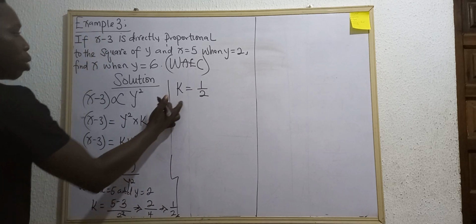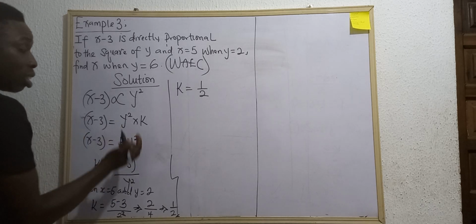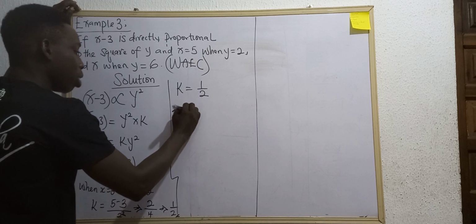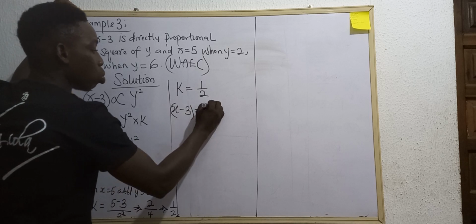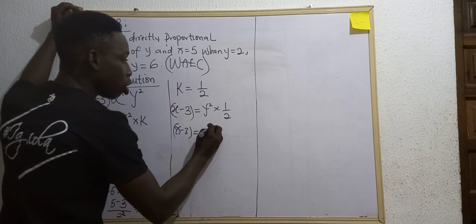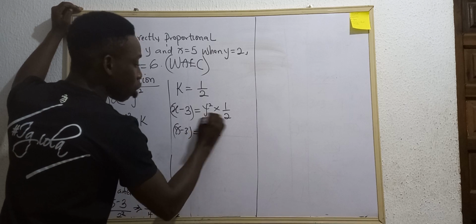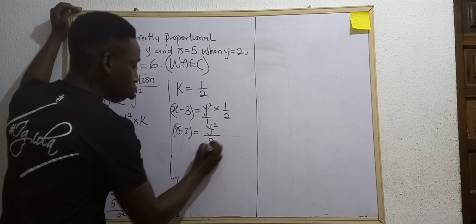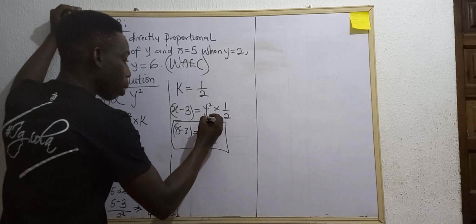So from here, we just have to substitute the value of k back into the relationship between x and y, the two variables. That means x minus 3 equals, our k is 1 over 2, y squared times 1 over 2, which will give us x minus 3 equals y squared over 2. So this is the relationship between x and y in this question.